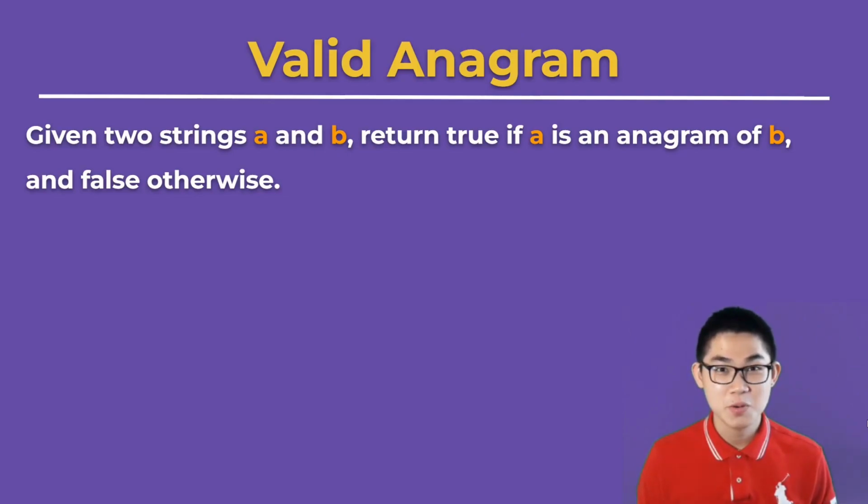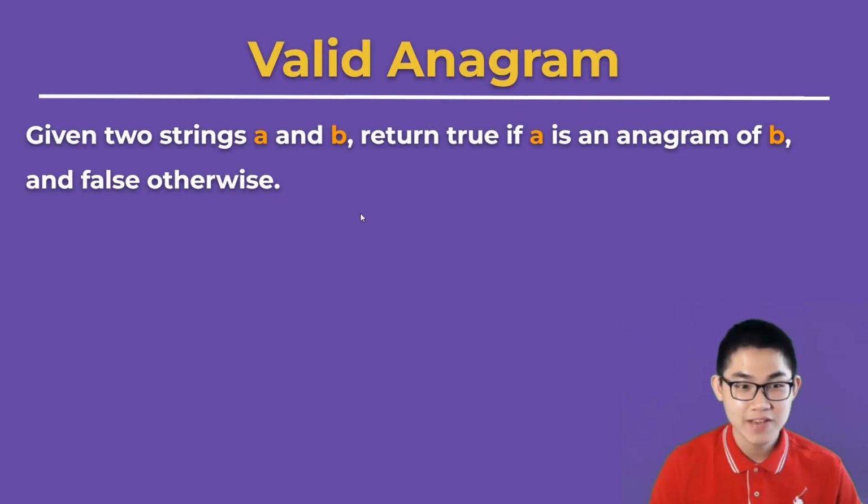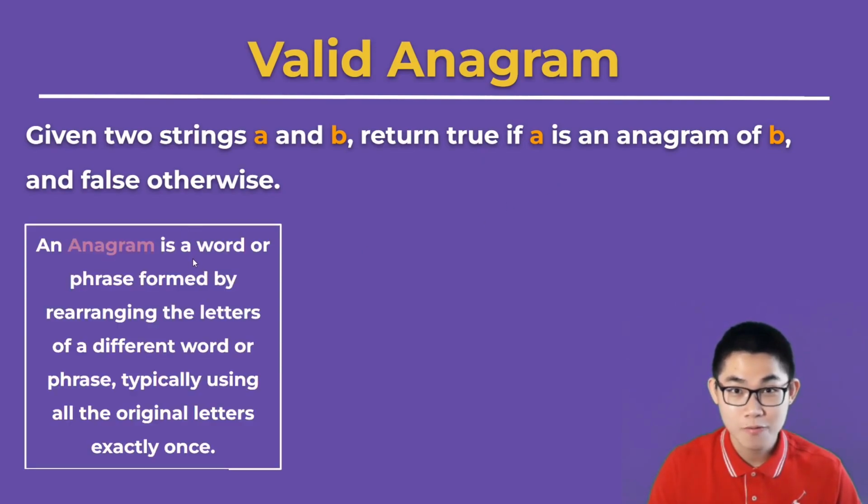In this video, we're going to write a Python program to determine if two strings are anagrams of each other. Given two strings A and B, return true if A is an anagram of B and false otherwise. Just for a recap, what exactly is an anagram? It is a word or phrase that can be formed by rearranging the letters of another word or phrase.